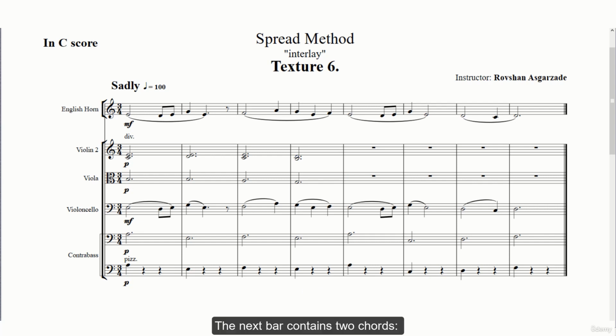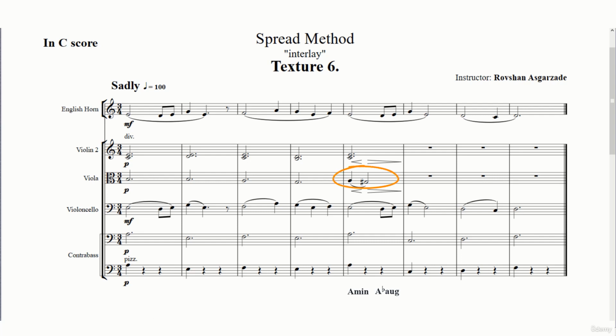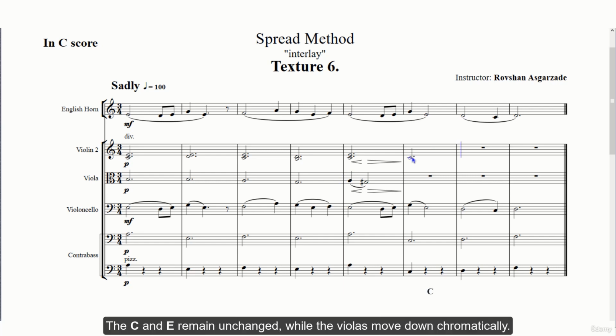The next part contains two chords, A minor and A flat augmented chords. The common tones C and E will be kept, while the A will be resolved to G sharp or A flat. I want to add crescendo and diminuendo markings just to accentuate the chromatic change in the harmony. The next chord is C major. The C and E remain unchanged, while the violas move down chromatically.